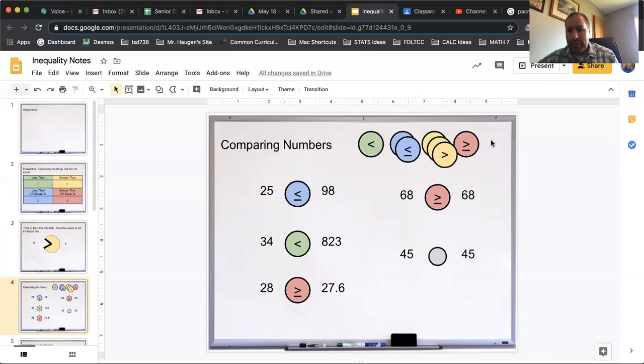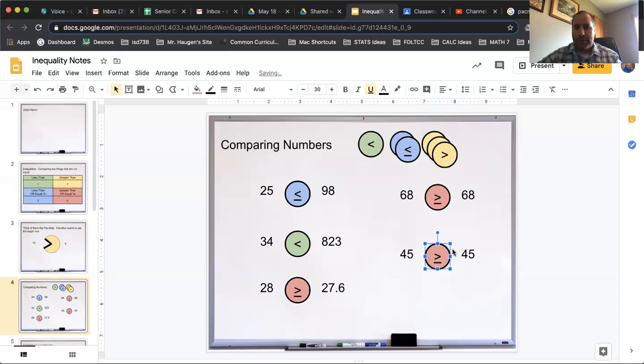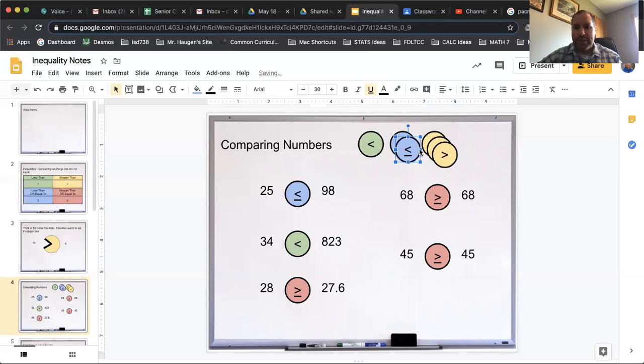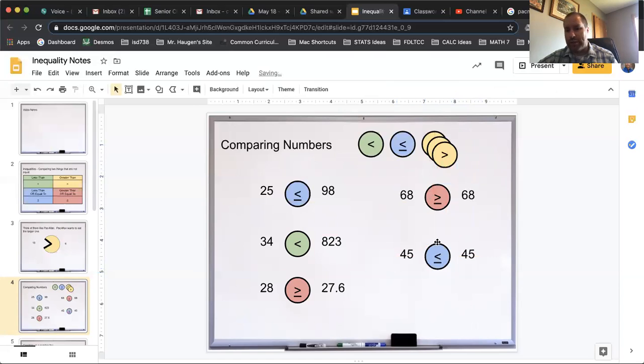Same with these ones here. I could put a red one here on these 45s. 45 is less than or equal to 45, right? That is entirely possible. But I could also put this blue one here as well. That would be perfectly fine as well, because the bottom line means or equal to. So that's kind of the basics with those inequalities, how we use them to compare something.